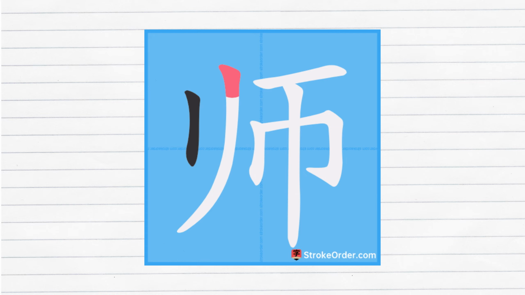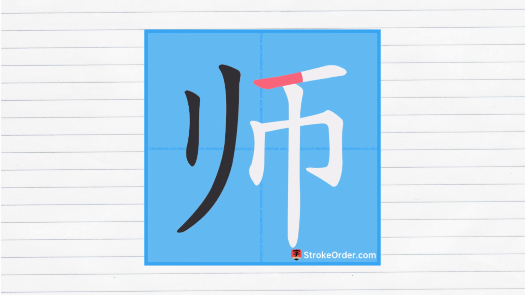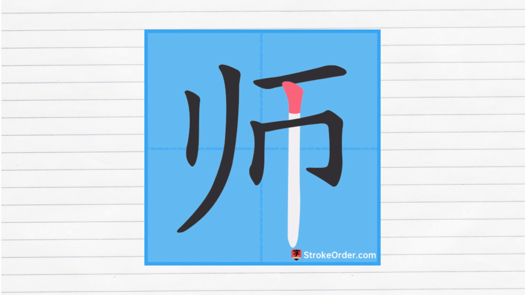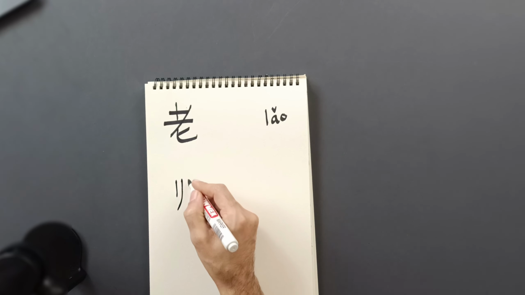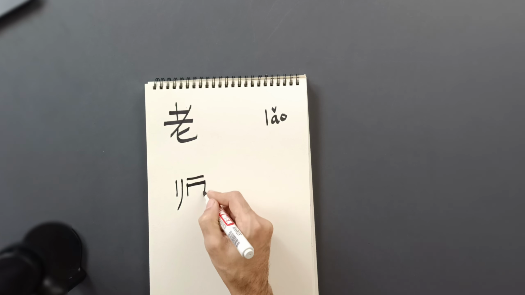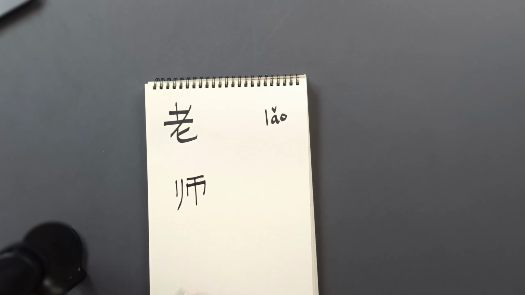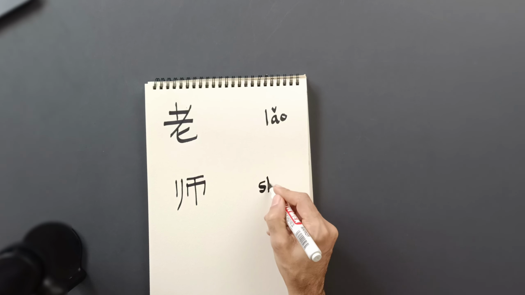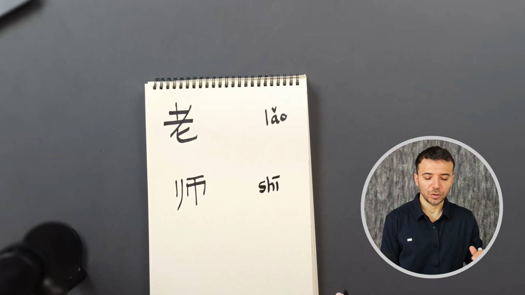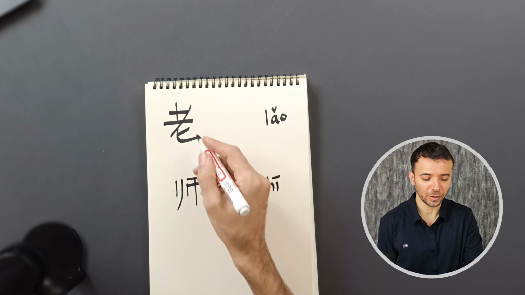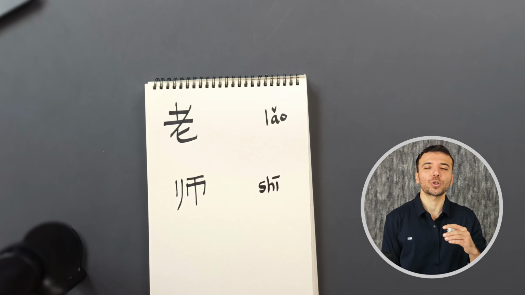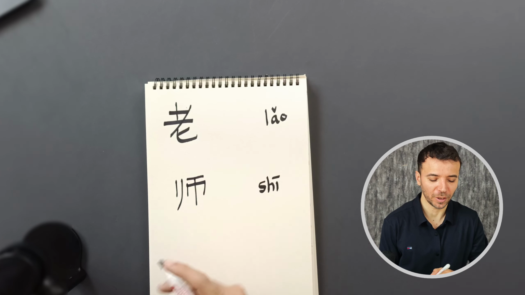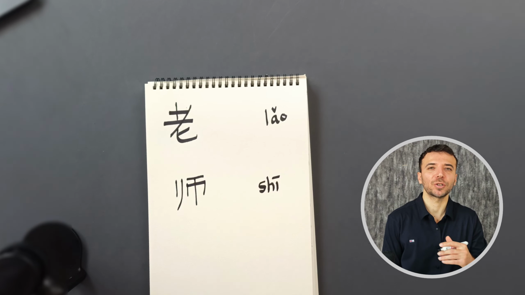Now in order to say teacher, we need another character. Let's take a look at the next character. Okay, let's write here. 1, 2, 3, 4, 5, 6. Okay. 师. So together, 老师 means teacher. Okay. 师 is the same word as 师傅.